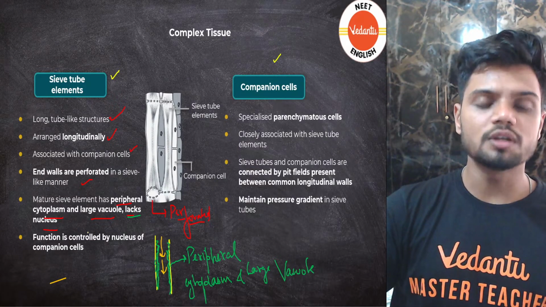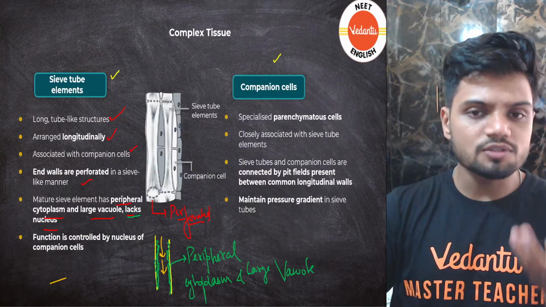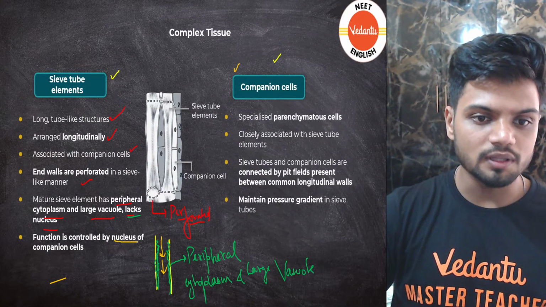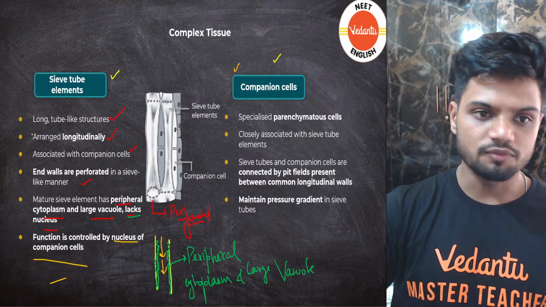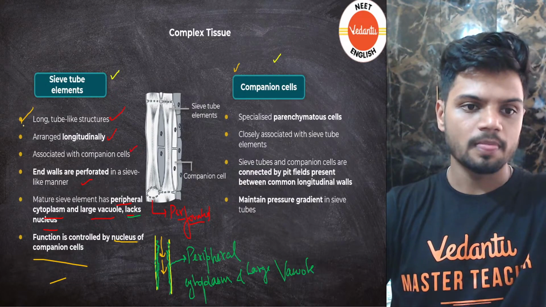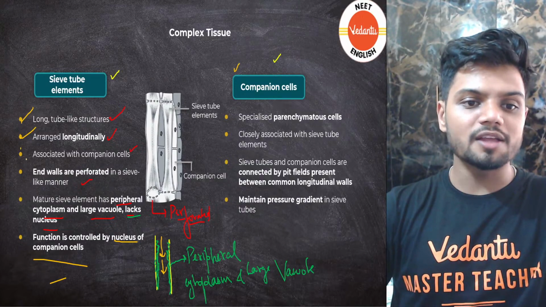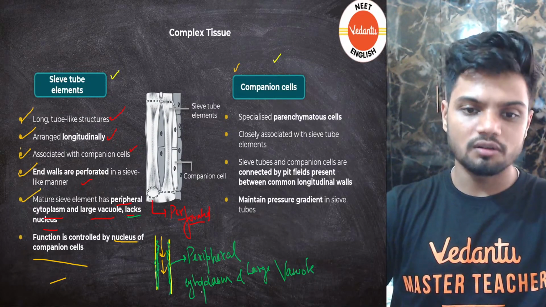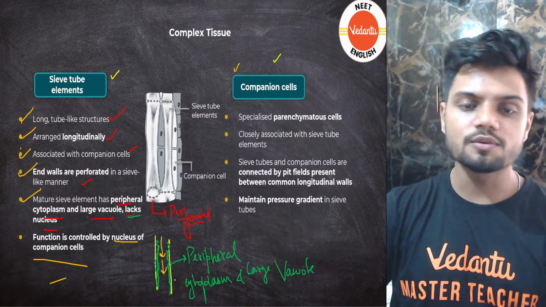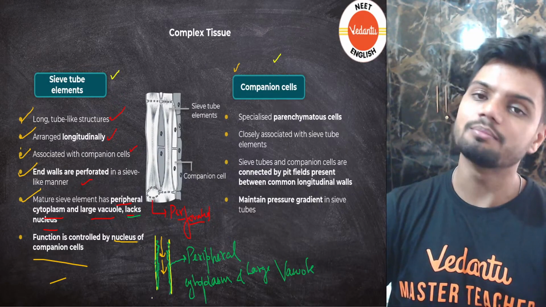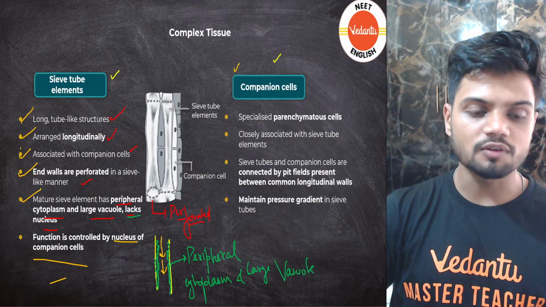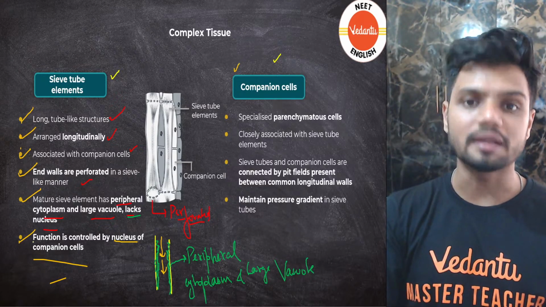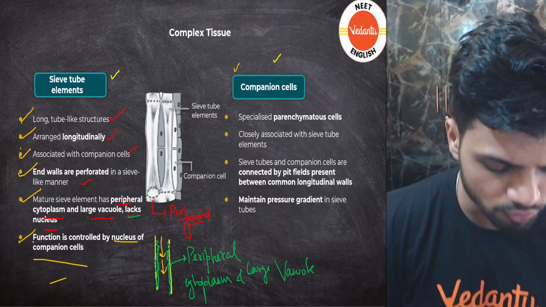Now, if it doesn't have a nucleus, how are the functions controlled? If it does not have a nucleus, the sister is controlling the function. That is, the function is controlled by the nucleus of the companion cell. See, the first point is what? Long tube-like structures, done. Elongated, done. Arranged with companion cell, done. End wall perforation, done. So you have large vacuoles, lack of nucleus, and peripheral cytoplasm, done. Function is controlled by the nucleus of the companion cell, done. All the points are very easy to understand. It is only a matter of you remembering it now.